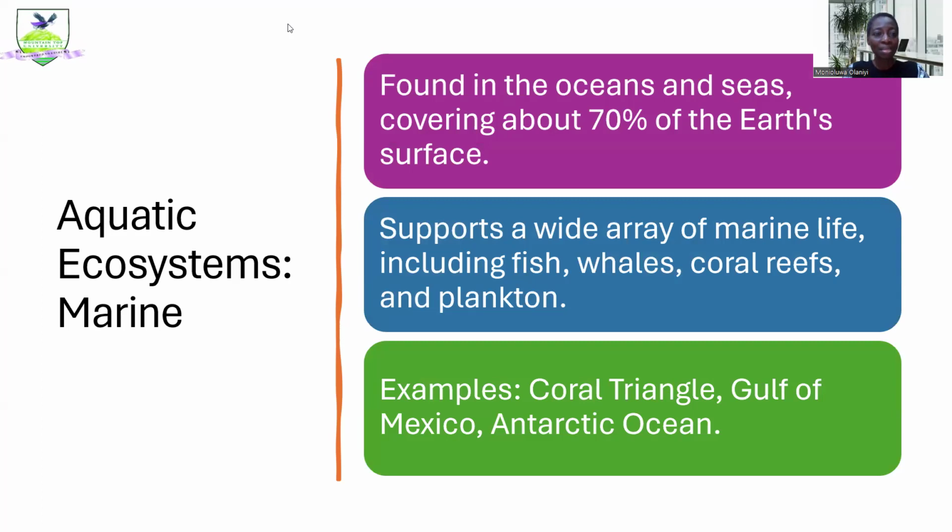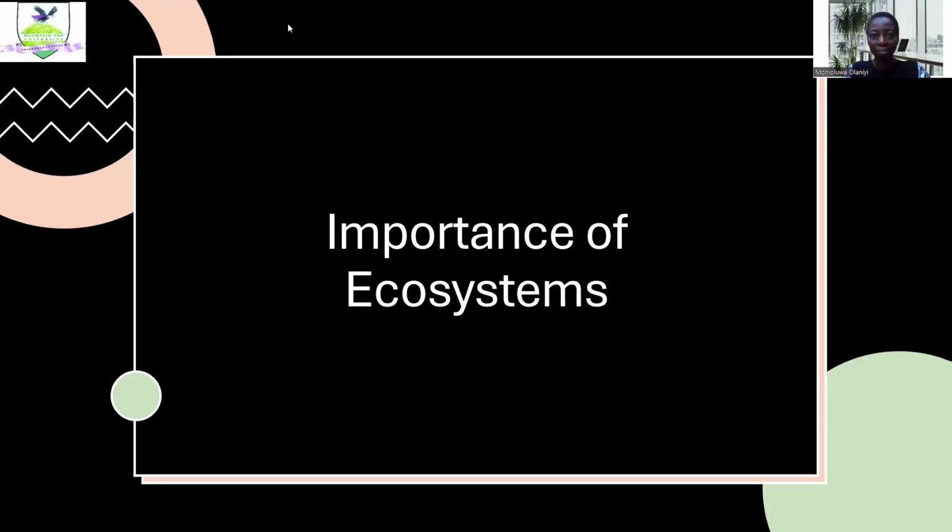The marine ecosystem, or the marine aquatic ecosystems, is found in the oceans and seas, and they cover about 70% of the Earth's surface. The marine ecosystem supports a wide array of marine life, like fish, whales, coral reefs, and plankton. An example includes the Antarctic Ocean.